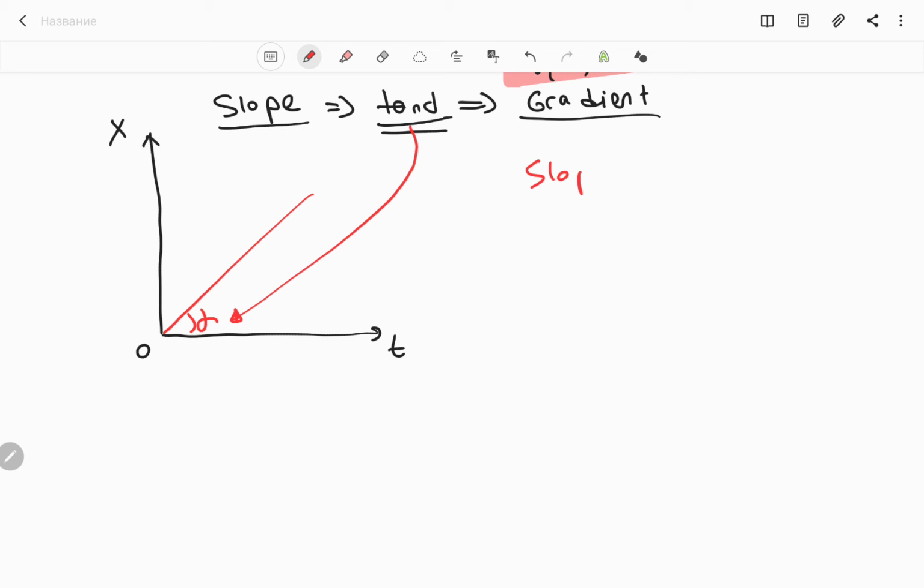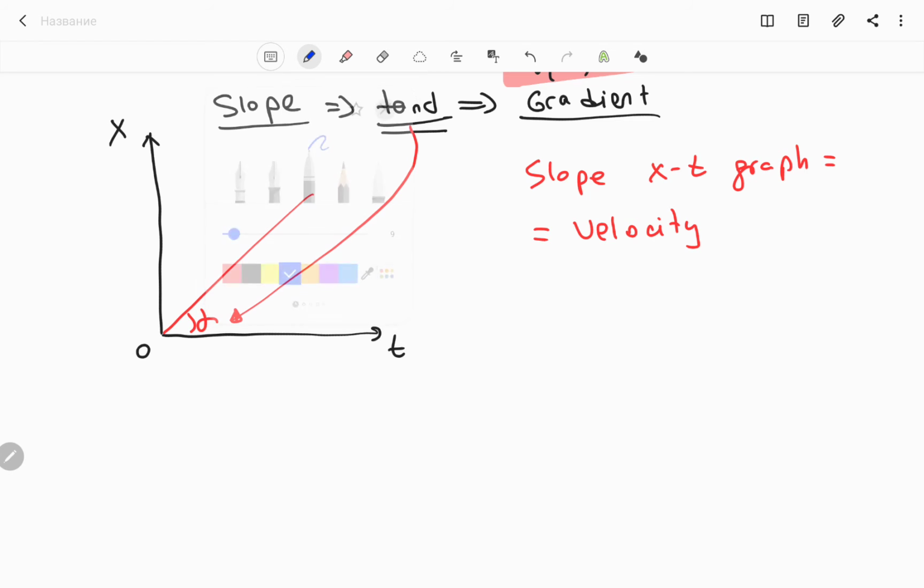Slope for a position time graph will give you velocity, or instantaneous velocity. So basically, if you have a position time graph, tangent alpha will be equal to velocity. That's all.